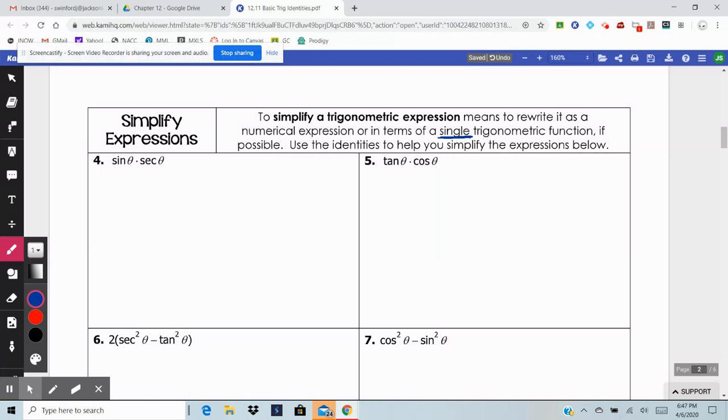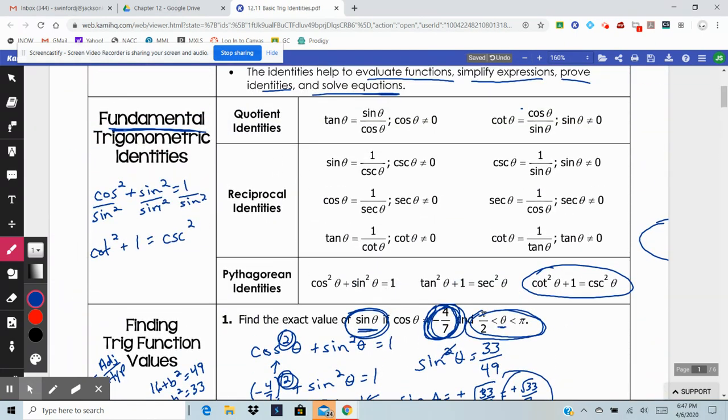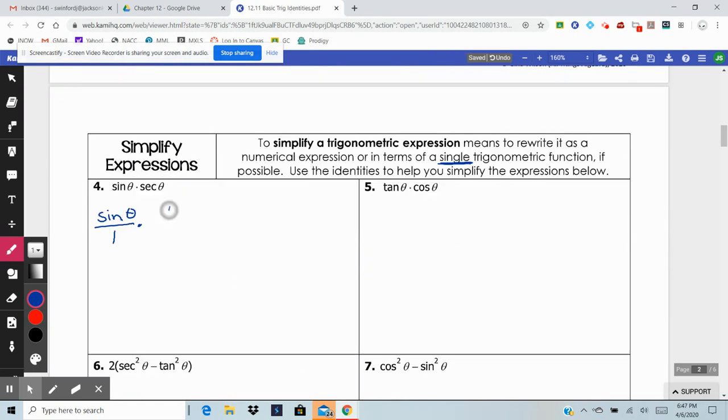Sine times secant. And my advice for you, what I like to do first, is if you're dealing with sines and secants or sines and cotangents, try to write everything in terms of sines and cosines. It makes these problems a little bit easier. So what I'm going to do is leave the sine, put it over 1, and I'm multiplying by secant, which I know from the reciprocal identities is the same thing as 1 over cosine because they're reciprocals of each other. So I can rewrite secant as 1 over cosine.